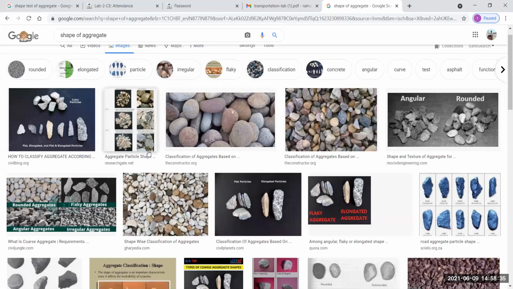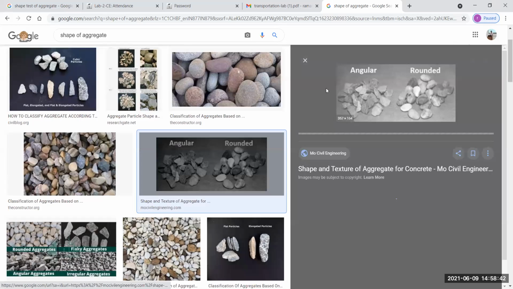I want to share something with you all. Shape of aggregate. Is it visual to all? Is it visual to all? Yes, sir. Okay.